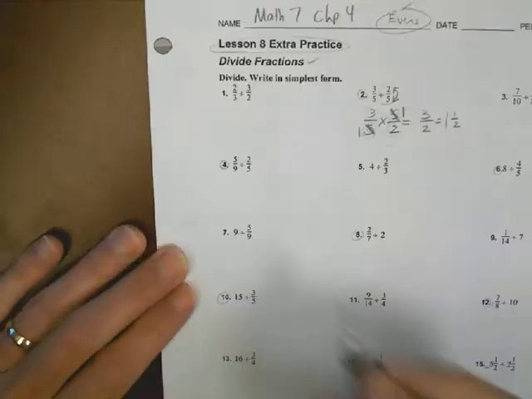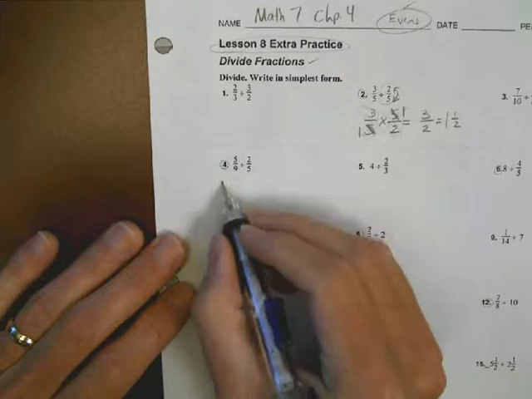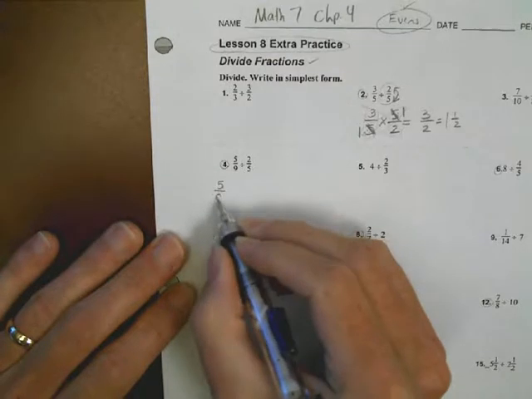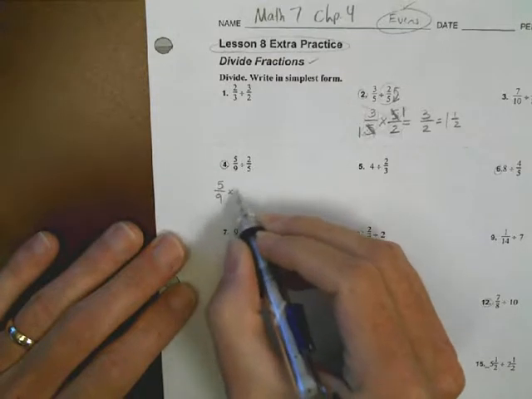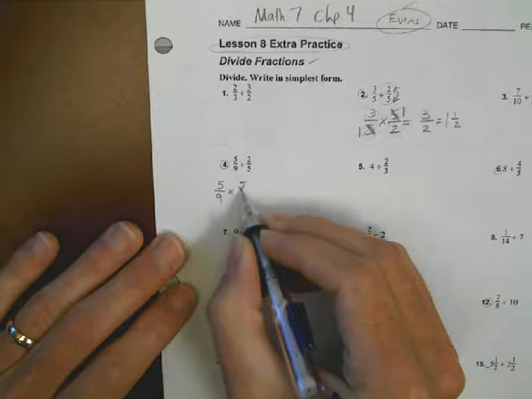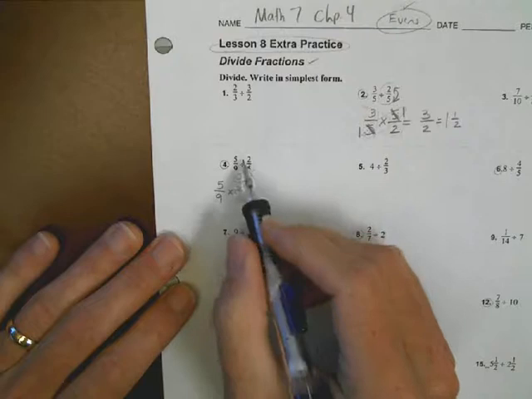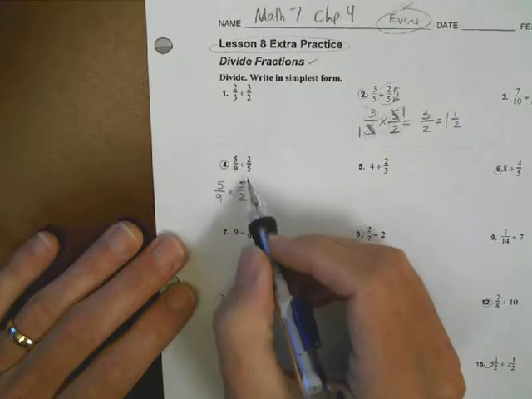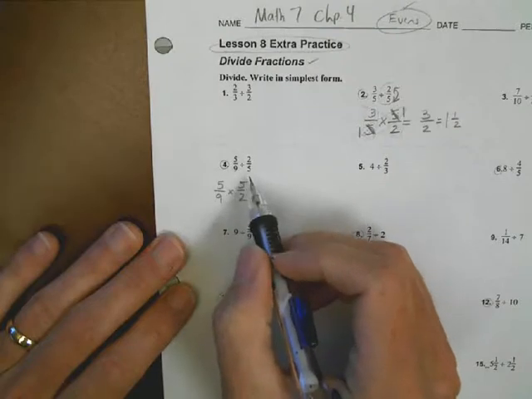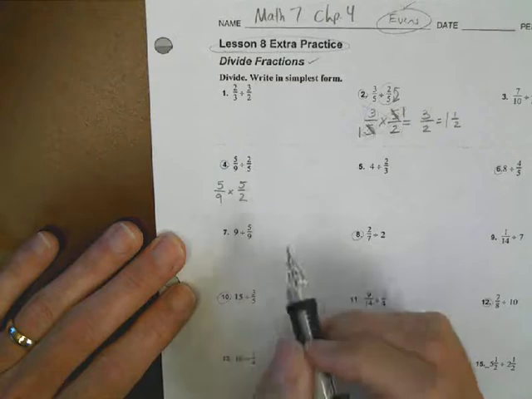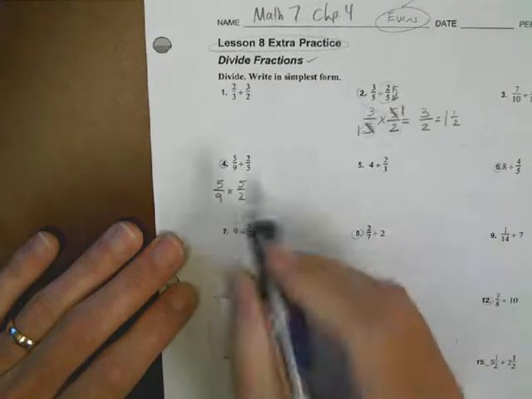Let's take a look at number 4. First thing I do is rewrite this. This becomes 5/9 times, flip it, 5/2. The whole reason this problem is here is to see if you get in the habit of trying to reduce before you flip. Don't do that. So that's why they gave you that problem, to see if you reduced. If you did, oops, fix it.